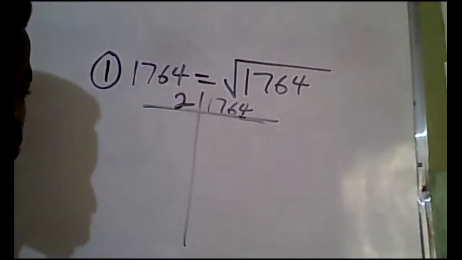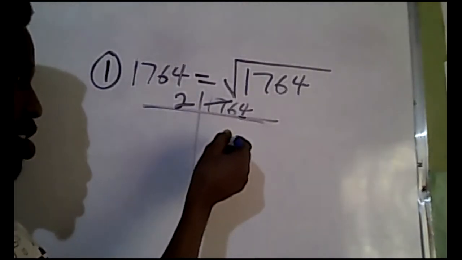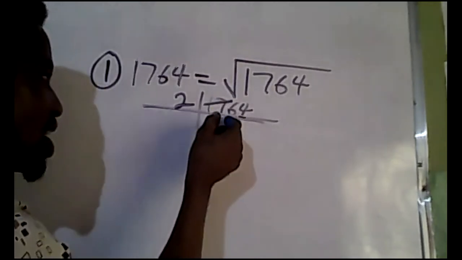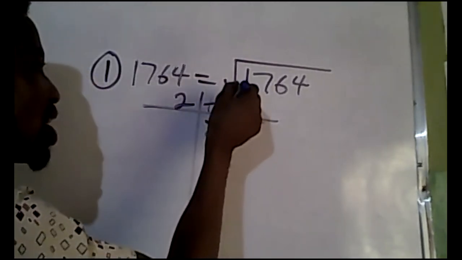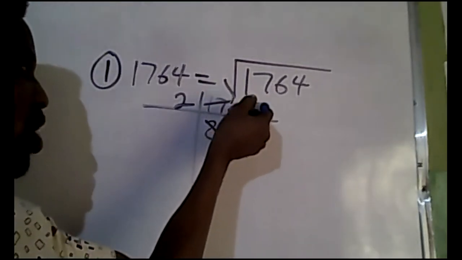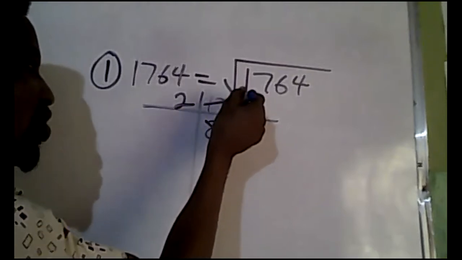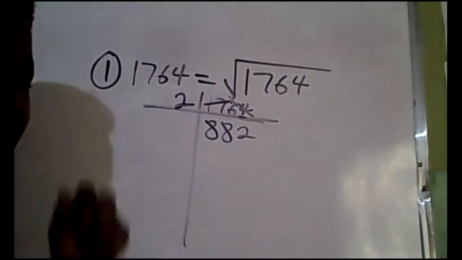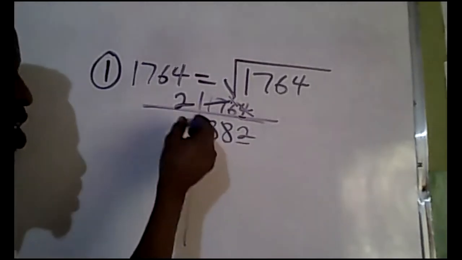So use 2. Okay, so 2 in 17, that gives you what? I'm waiting, 8. Remaining what? 1. Because 2 times 8 is 16. So 2 in 16, 1 and 6 is 16. 2 in this 16 gives you 8. 2 in 4 here gives you 2. Check the last digit again. That is 2. All right? That means 882 can be divided by 2.